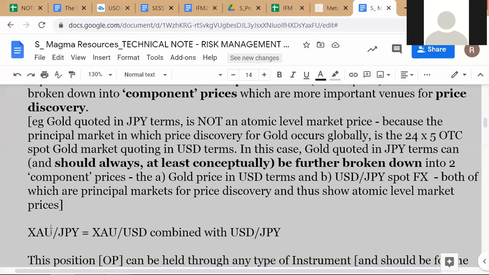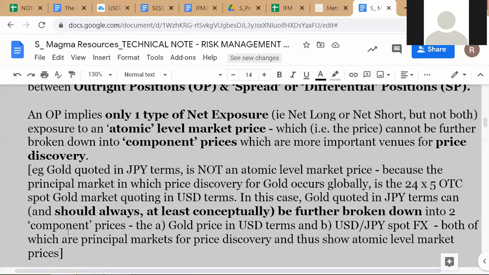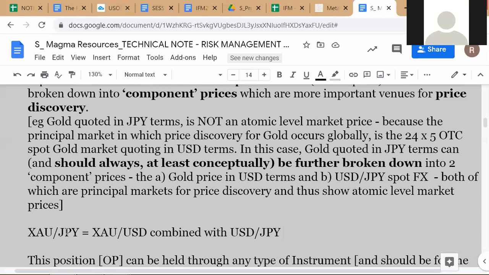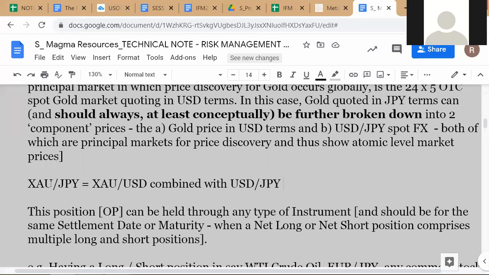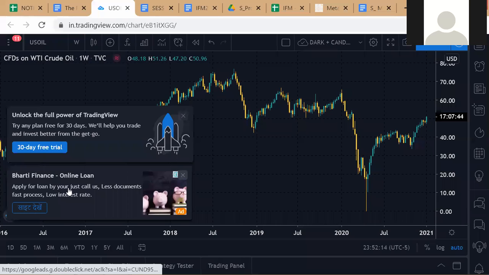He has to split it up when he thinks about this exposure, since he is buying gold in terms of yen. My point is that when we talk about the primary market for price discovery and outright positions, the Japanese importer, when he analyzes his risk, should not be thinking in terms of the XAU JPY market. That means he should not be going in like this.